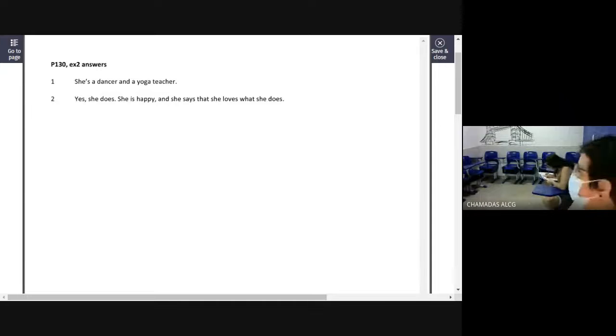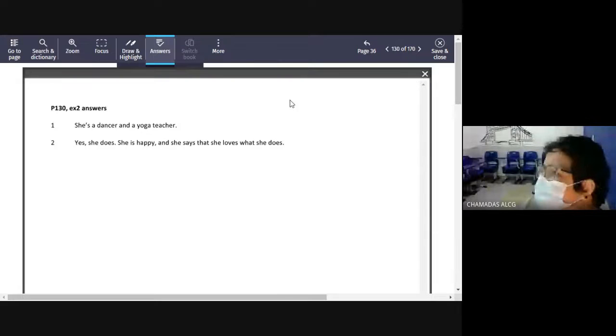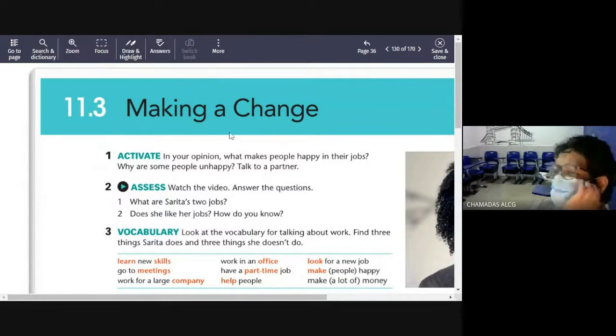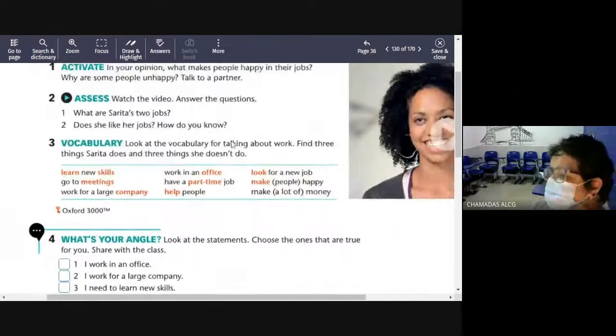Imagine dancing every day. Yeah. I don't know if I would like that. I like dancing, but every day, I don't know. Yoga, yeah, it's okay, but not every day either. Yeah. All right. I think twice a week.